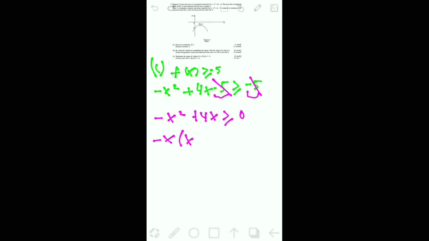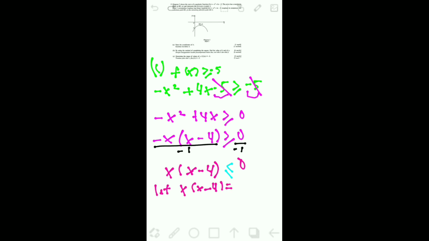So negative x times (x minus 4) is greater than or equal to 0. If you expand back, you will get the original one as above. We just factor the negative x, and then divide both sides by negative 1 to eliminate the negative completely on the left hand side. So we get x times (x minus 4), and we have gotten rid of negative 1. If we divide or multiply both sides by a negative number, the sign changes its direction like that, so it is less than or equal to 0.